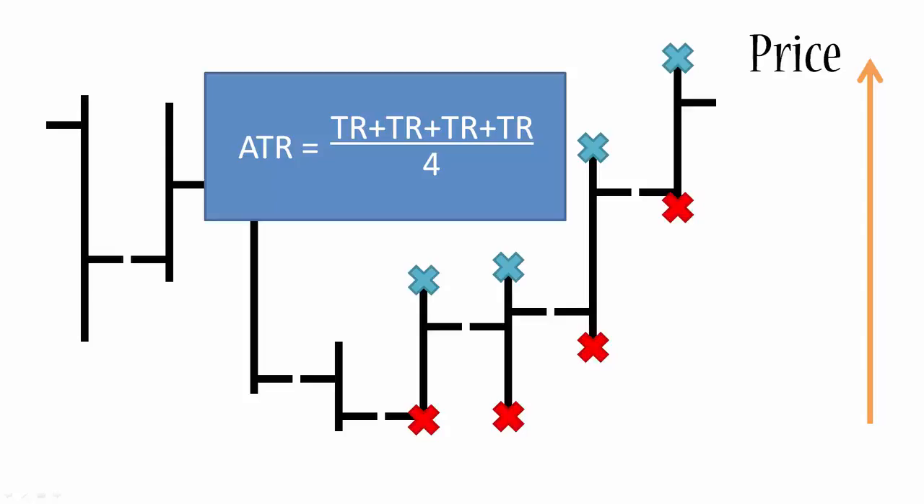Because if you take one day, you can have an anomaly or some news might have come out, but when you average it out, it tends to smooth out the effect, and therefore you see a representative picture of the market. So what we can do now is we can plot this average true range on our chart.